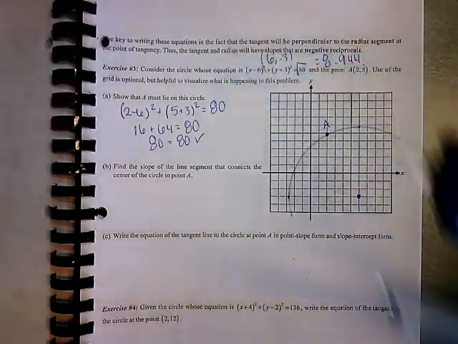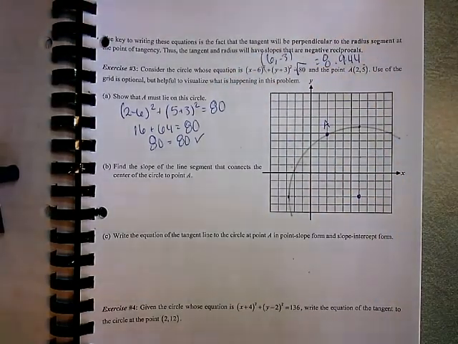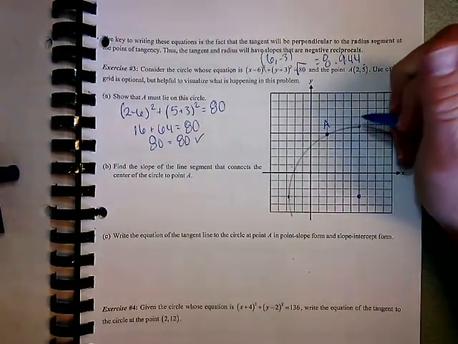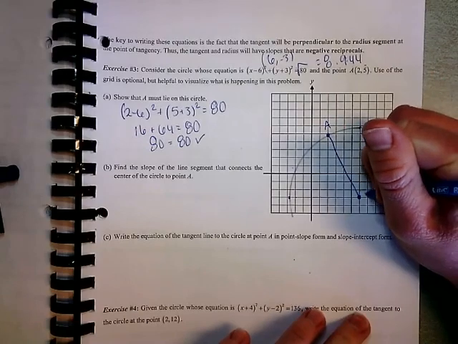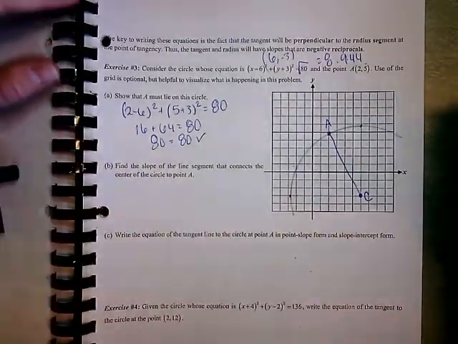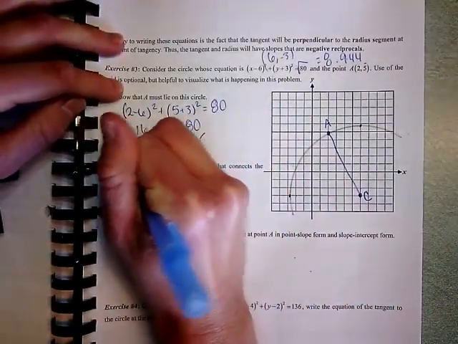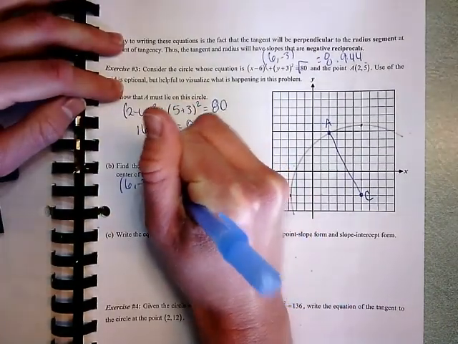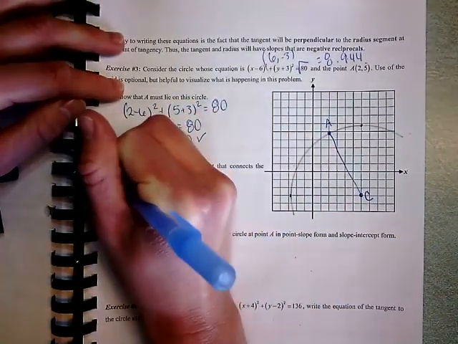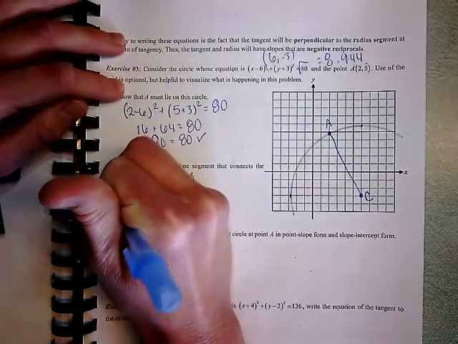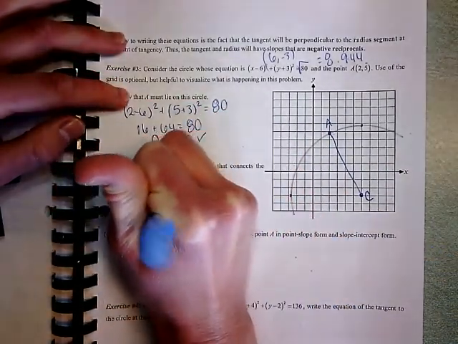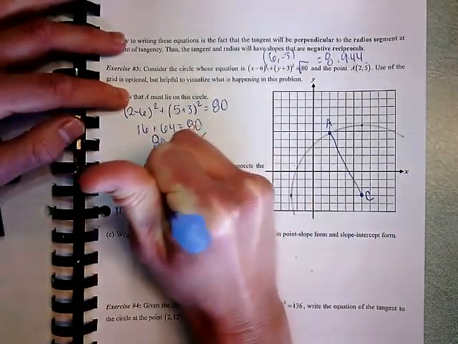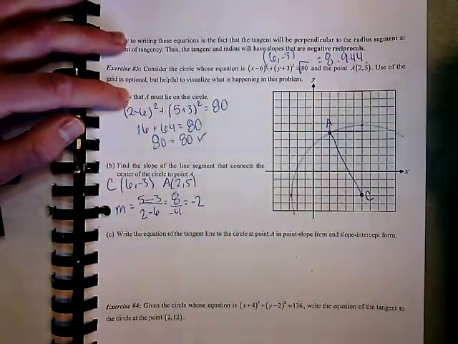Now for part B, we want to find the slope of a line segment that connects the center of the circle to point A. We're going to call this C for center. So we're using 6, -3 and point A, which is 2, 5, to find the slope. So 5 minus -3 over 2 minus 6. So 8 over -4, which is -2.